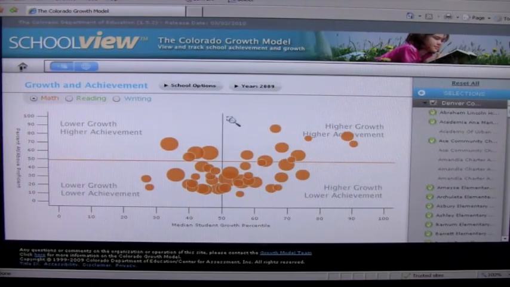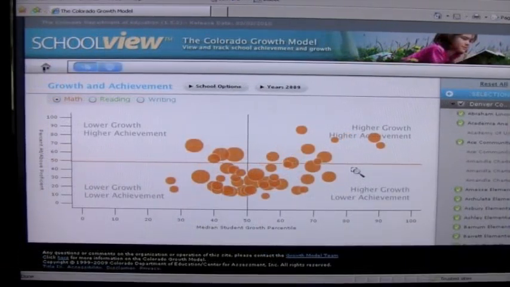So all of the schools to the right of this here have above average growth for their kids, more than a year's growth in a year's time, and the schools on this side have a little less than a year's growth in a year's time, even if they're above or below average achievement.